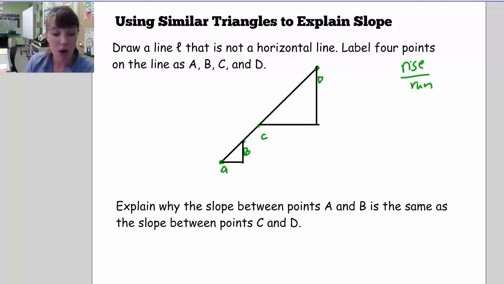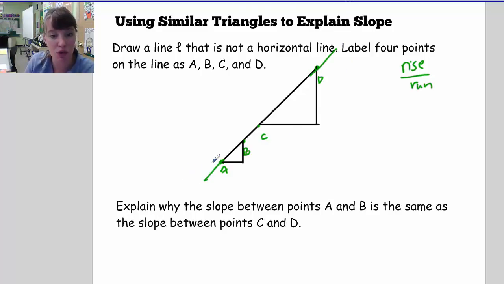Okay. Now, what I want to know is that this rise over this run is the same as the ratio here to here. So that's what I'm looking for. Let me take away these things so it's a little easier to see. Now in order to do that, I have to show that these two triangles are similar to each other.